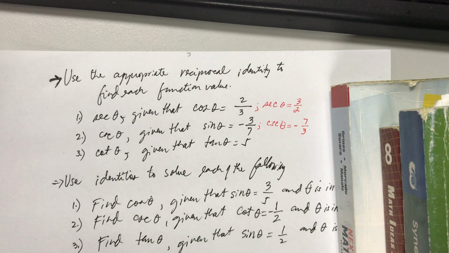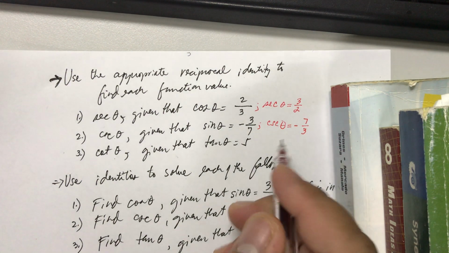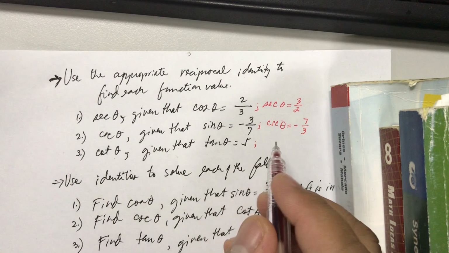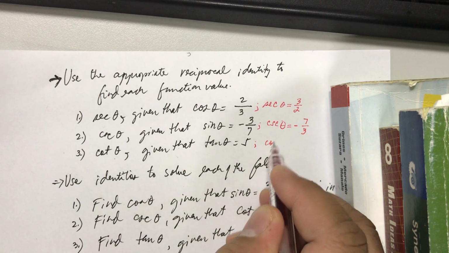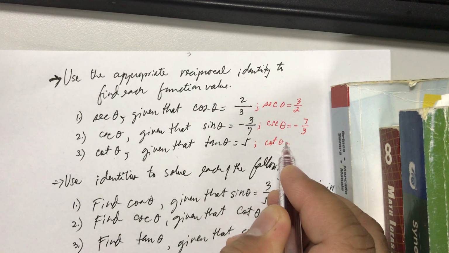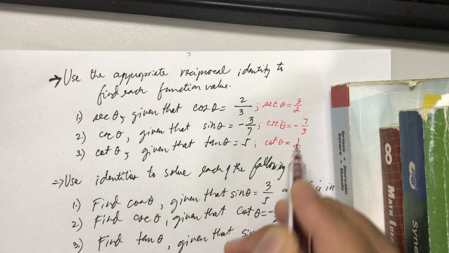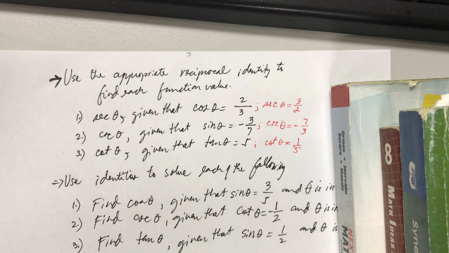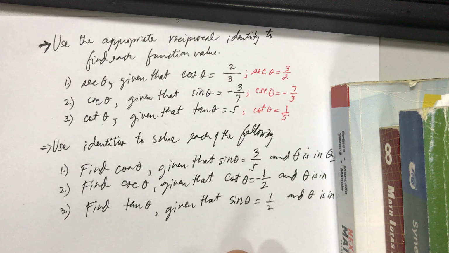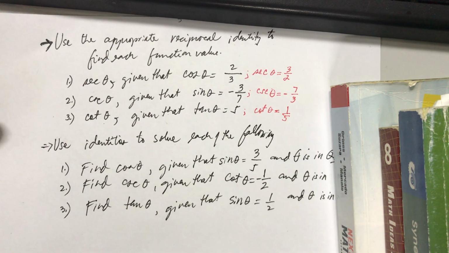And finally, find cotangent theta given that tangent theta is 5. The reciprocal of 5 is 1/5. Therefore, cotangent theta is 1/5. That's very easy. Let's go to the next set of exercises.